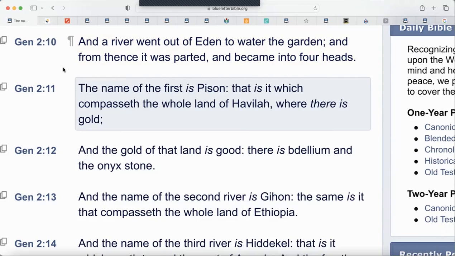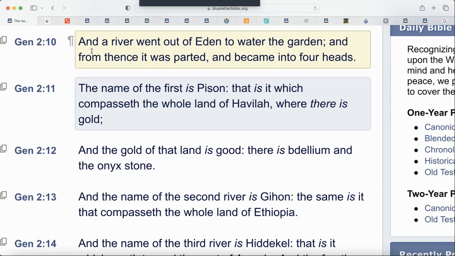Shalom and praise Yahweh. I would like to go over the knowledge pertaining to Genesis chapter 2, verse 10, dealing with the river that was parted into four heads. And it reads, "And a river went out of Eden to water the garden, and from thence it was parted and became into four heads."